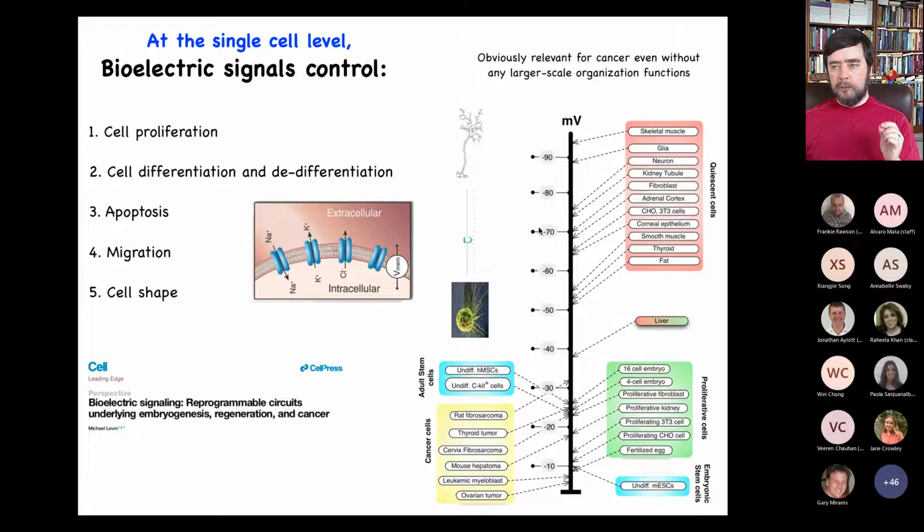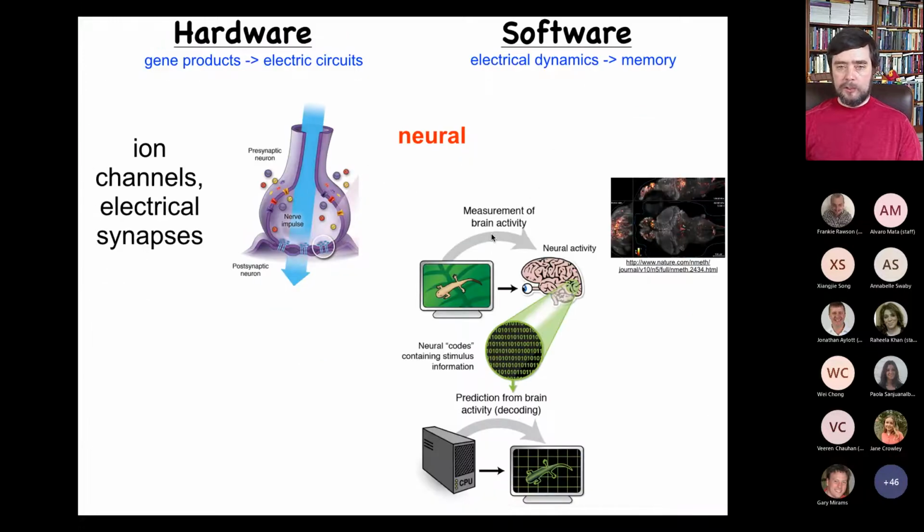But I often hesitate in showing this slide in talks, because people get very attached to this idea that this voltage is what determines cancer, and that's true at a single cell level, but it's actually much more interesting than that. The real power of bioelectricity is not in the single cell state; it's in the ability of these networks to process information. Now, how do electrical networks process information?